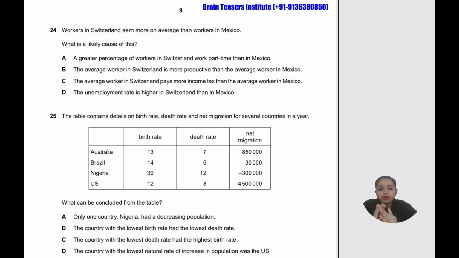Workers in Switzerland earn more on average than workers in Mexico. What is the likely cause of this? Now, obviously, these two countries are different in terms of economies also. But let's look at the options that are given to us.